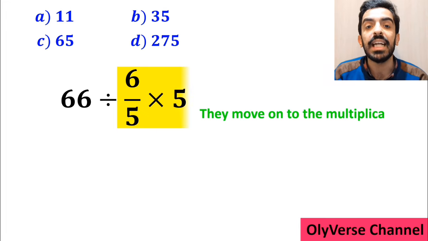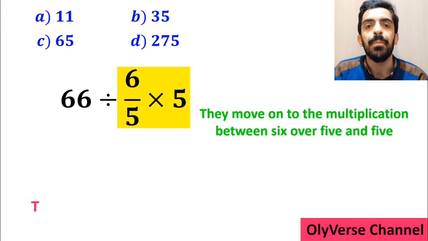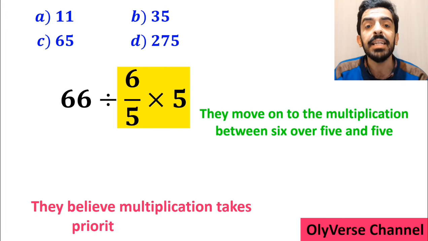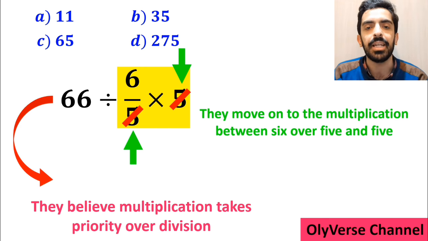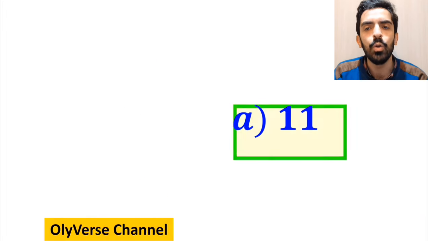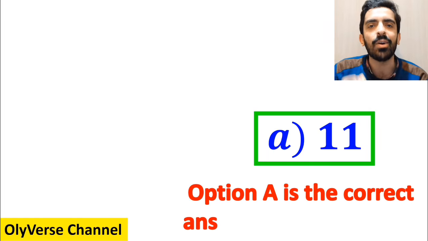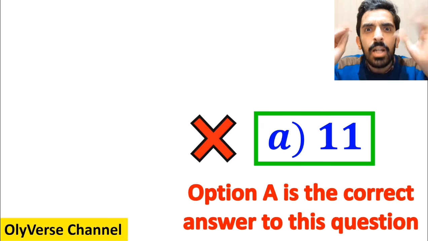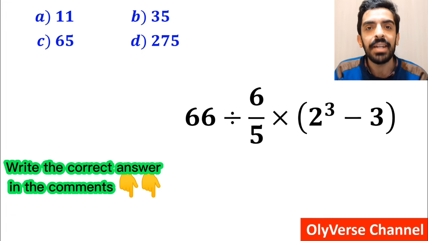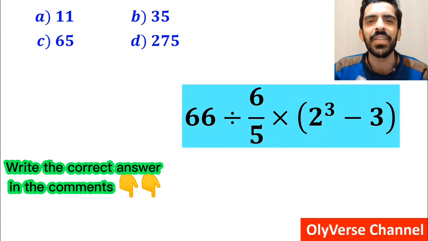Then, they move on to the multiplication between 6 over 5 and 5 because they believe multiplication takes priority over division. Alright, as you can see in the image, they simplified the number 5 with the 5 in the denominator and instead of the original expression, they write 66 divided by 6, which finally gives them the answer 11. And immediately, they conclude that option A is the correct answer to this question. However, this answer is absolutely wrong. Alright, now let's go through this question step by step and solve it together.